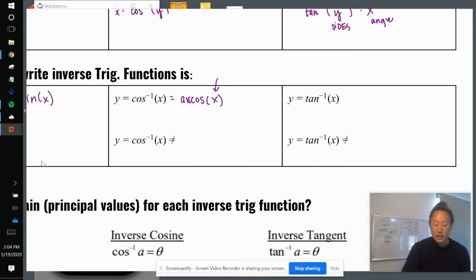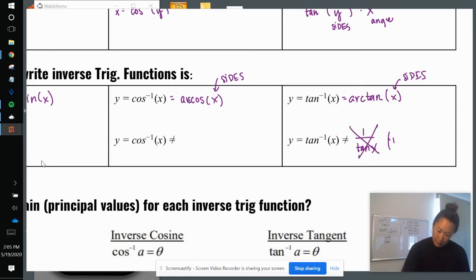Okay, and in this case, is x an angle or a side, or the ratio of sides? It's the sides, because the input to an arc cosine or inverse trig function are the sides. Arctan means inverse tan, and the x again means the input is the sides. What this is not, which we always think it is, is 1 over the tangent of x. That's wrong. 1 over the tangent of x would be the tangent of x to the negative 1, like that.